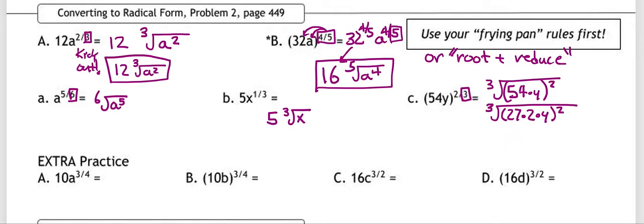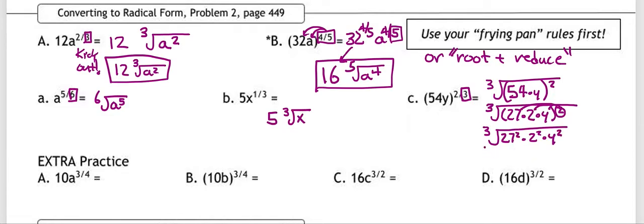Now, why is that important? Well, 27 is a cube, so 27 can be broken down. Let me rewrite it one more step to make it look prettier. We have a third root of 27 squared. So I'm following my frying pan rules inside the radicals. I know it's crazy. Just hang in there. We're almost there.